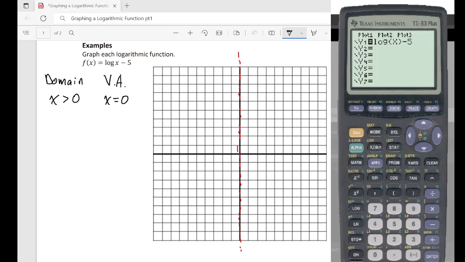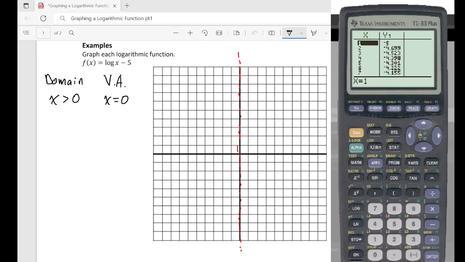minus 5, like so. I hit second and window to make sure my table starts at 0 and 1 and everything's set to auto. Then hit second graph to get my table. Now you can see here at 0 is an error, and anything to the left of 0 is an error. That just proves that the domain that we found is correct. Most of the values are decimals, and that's just the way it works with logs.